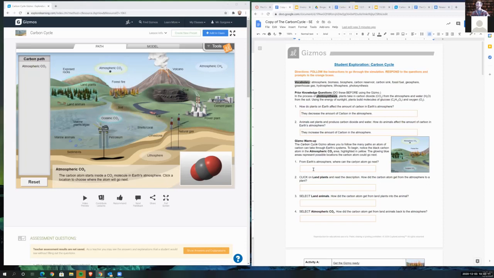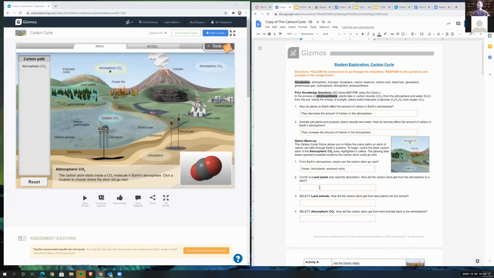So from Earth's atmosphere, where can the carbon go next? So we know it can go to oceanic CO2, or to the ocean, let's just call it the ocean. Let's see, where else can it go? It can go to the land plants. It can go to the exposed rocks. Okay, so click on the land plants and read the description.